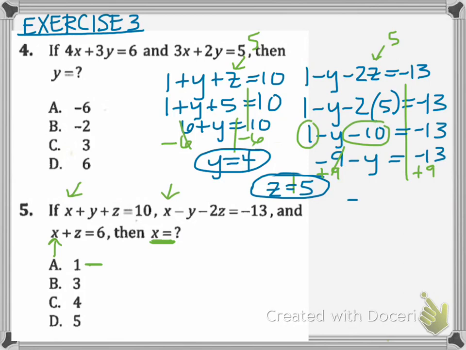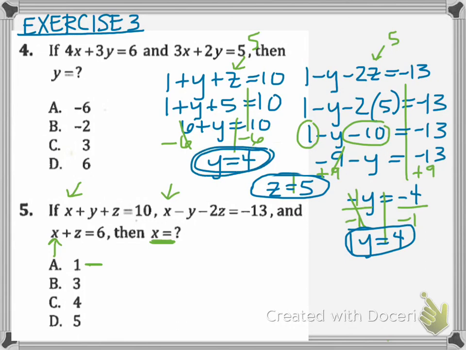So on the left, I've got negative y equals negative 13 plus 9 is negative 4. And then the last thing I have to do is get rid of that negative in front of my y. That's a negative 1. So I'm going to divide both sides by a negative 1. And I'm going to have y equals negative 4 divided by negative 1 is positive 4. So since that's what I got over here, then that's our answer.